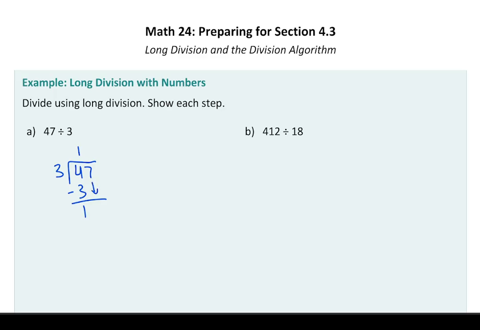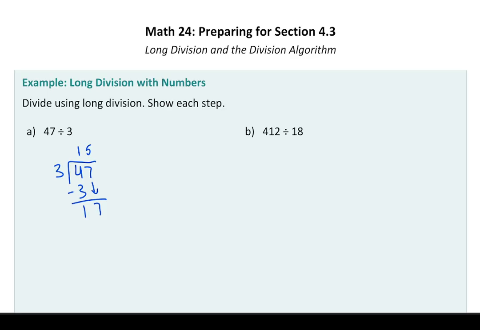Now I drop the 7 and it comes down right here. So now I think, how many times does 3 go into 17? 3 goes into 17 5 times. And I write the 5 above the 7. 3 goes into 17 5 times because I know 3 times 5 is 15, and 15 is as close as I can get to 17.